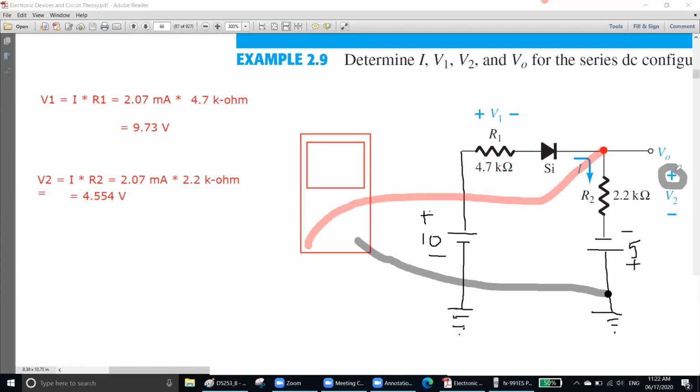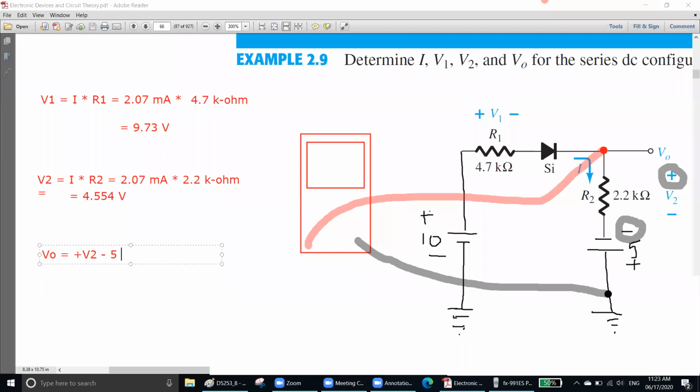This will be our sign, and we will take this sign. Why will we take plus for this one? Why will we take minus for this one? Because we take the sign near to the plus, that means near to the red wire. The sign for this one near to the red wire is plus. The sign for this one near to the red one is minus. So we will take plus V2 minus 5. So our answer will be VO equal to plus V2 minus 5. Understood?